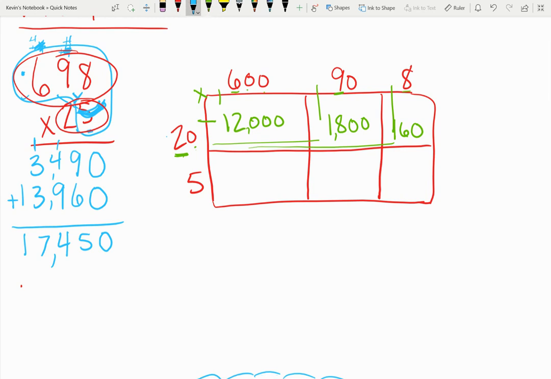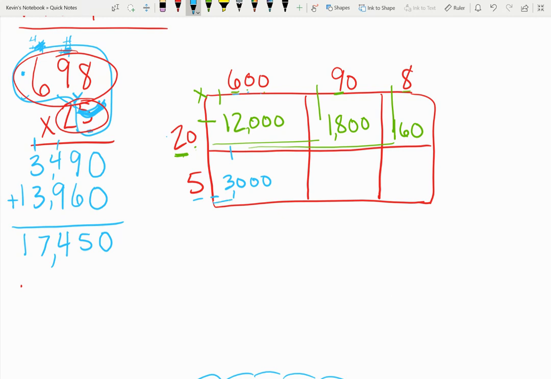And I'm going to go ahead and use a different color. So we're going to do 5 times 600. Remember, your basic fact between 5 and 600 is 5 and 6. So multiply 5 times 6 is 30. And just add your 2 zeros on the end, 1, 2. So you have a partial product of 3,000.